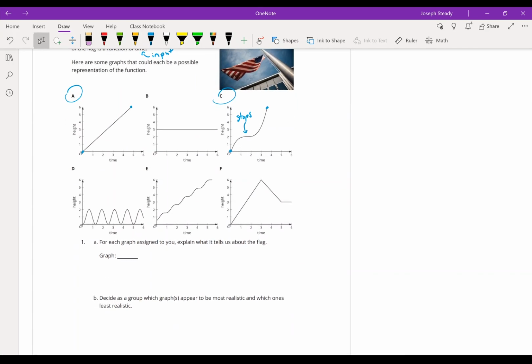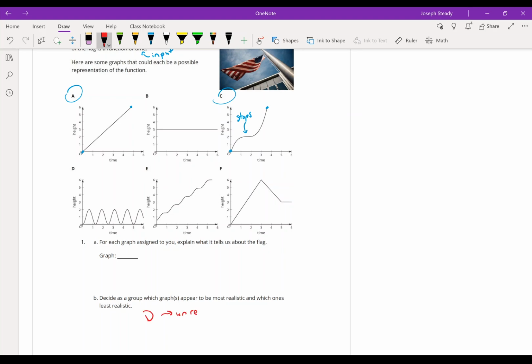Now the second part of this problem here asks us to decide which of these graphs looks realistic and which ones don't. And this is a little bit up for discussion, but I'm just going to look at one of them as being kind of unrealistic, which seems to be graph D.